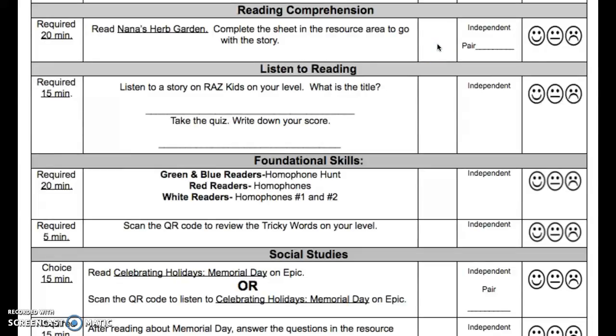For reading comprehension this week, required for 20 minutes, read Nana's Herb Garden. Complete the sheet in the resource area to go with the story. Independent or pair, reflect when you're done.